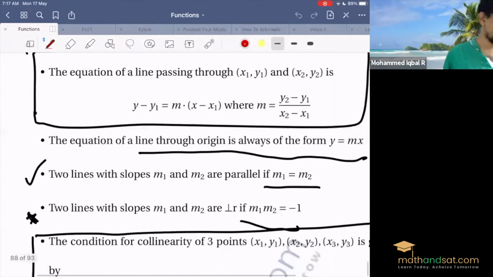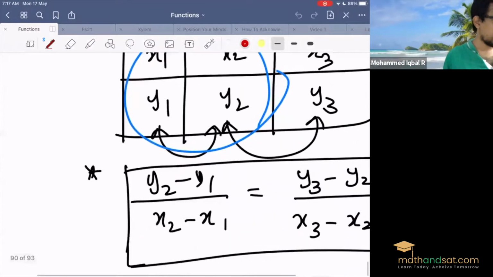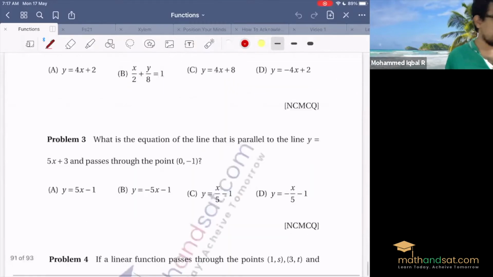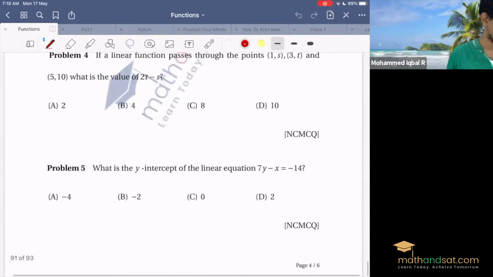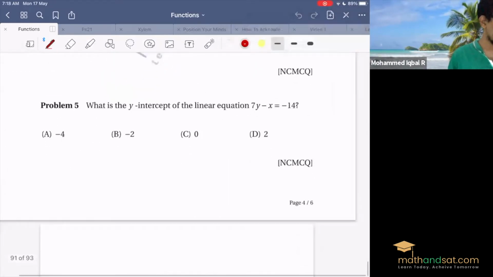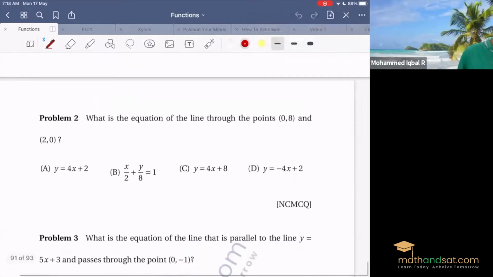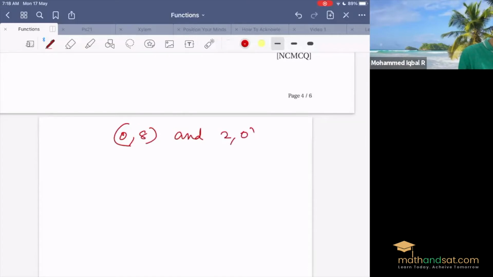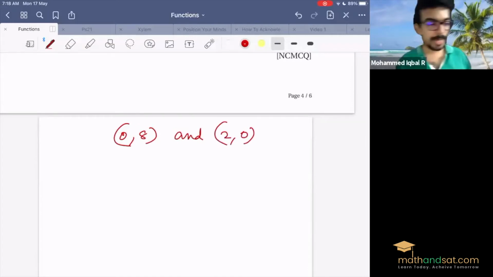Let's see that question once again. But there is an easier way to do it, and I'll also discuss that. First of all, let me do it in the normal way. In this question, there's a shortcut. So I have the points 0, 8 and 2, 0.